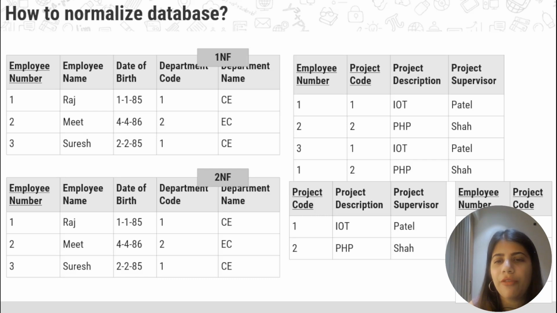Now how do we convert this first normal form into 2NF? The employee table remains the same, but the project table can be further divided. Project code, project description, project supervisor becomes my one table, and with the employee number I can determine the project code. So this becomes my second table, with project code being the foreign key from the project table.